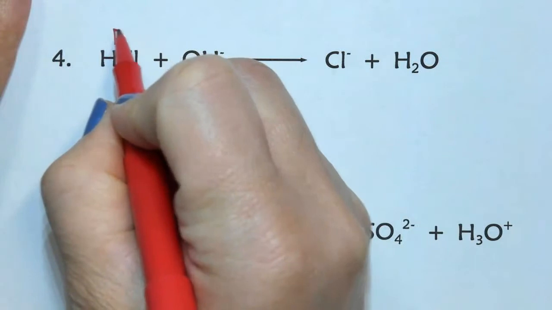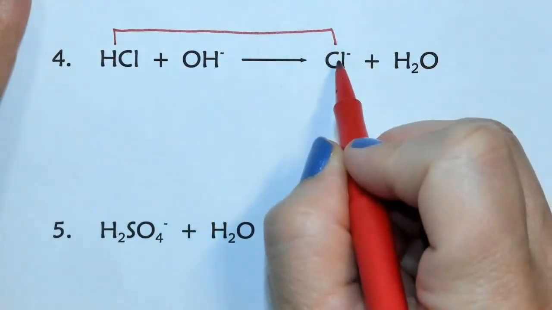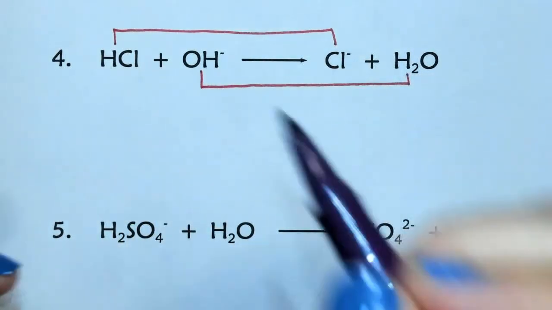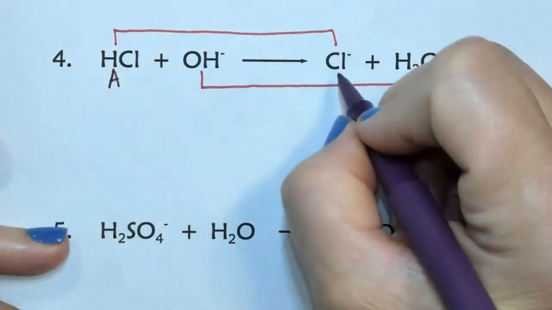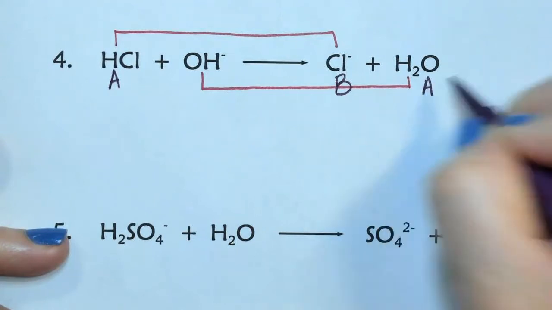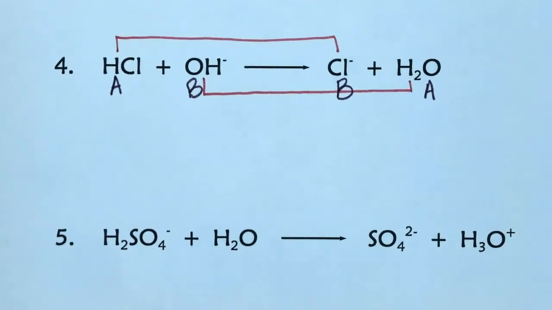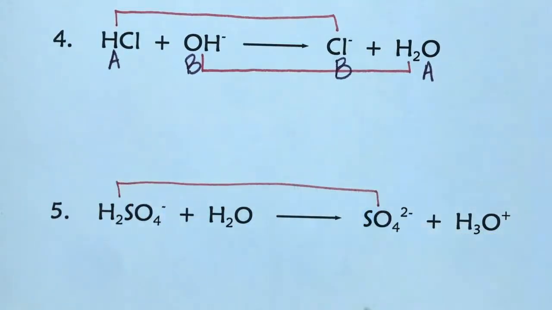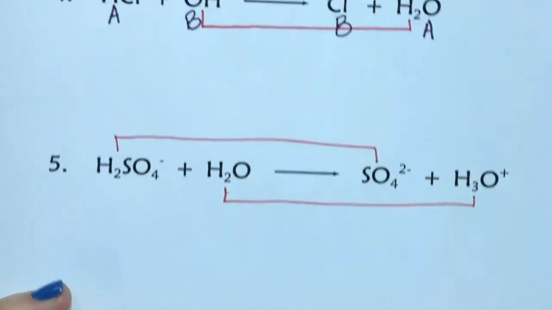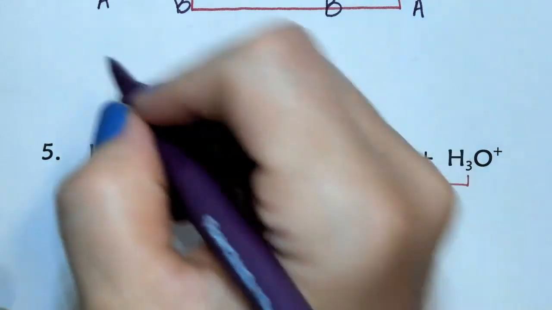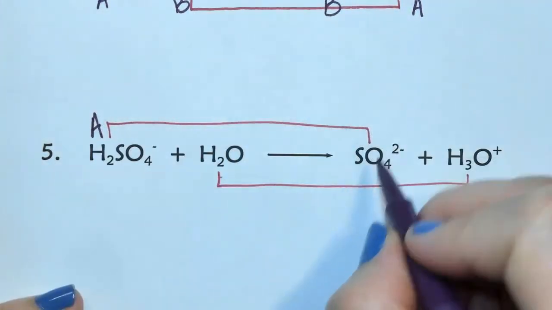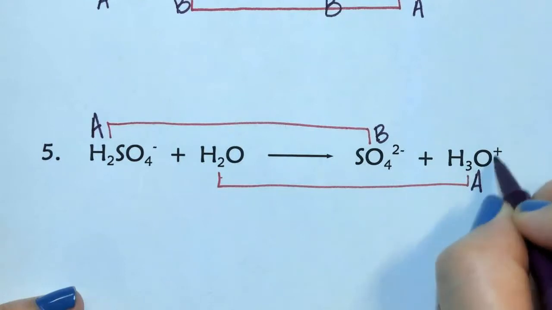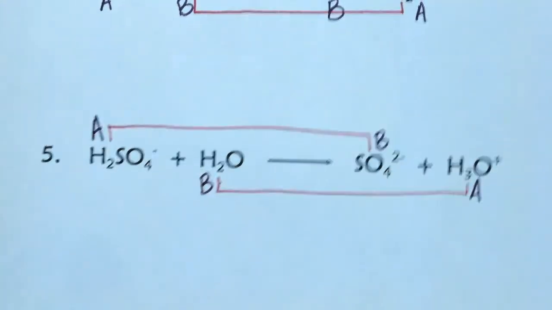So first, here are my conjugate pairs, HCl to Cl-, and here's my other conjugate pair, OH- to H2O. My acids and bases: this is my acid, this is a base, this is an acid, this is a base. And then number 5, these two are my conjugate acid-base pairs, and these two are my conjugate acid-base pairs. And then to label, we have this acid first. After it donates, it becomes this, its conjugate base. And then this is my acid, H3O+, and after it donates, it becomes this, its conjugate base.